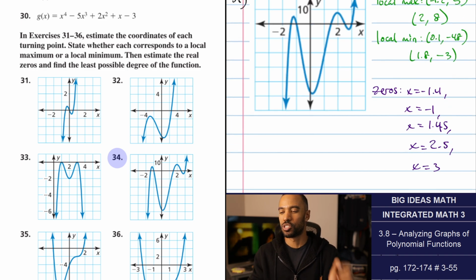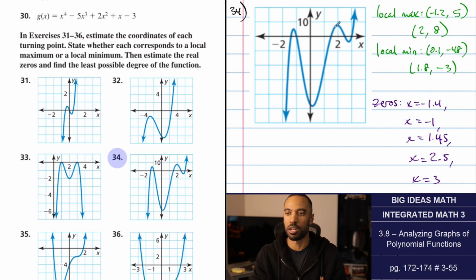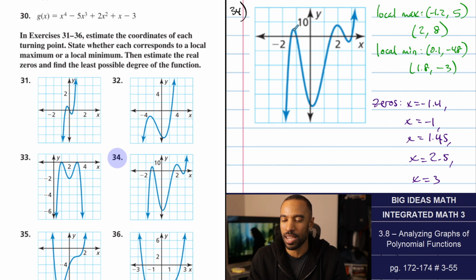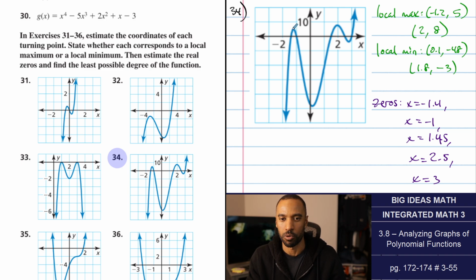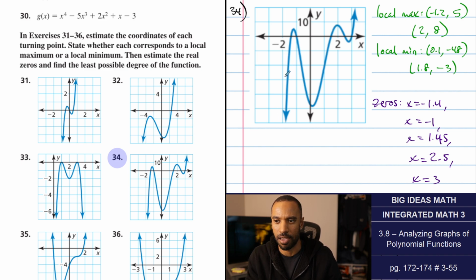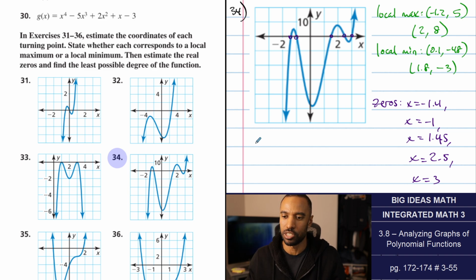Now, what was stated previously was that the least degree can be one more than the most number of turns you have. So we have 1, 2, 3, 4 turns, so we can have up to degree 5. It's an odd function. And this hits the x-axis 5 times as well. That means it can also be degree 5. So least degree is 5, a quintic function.